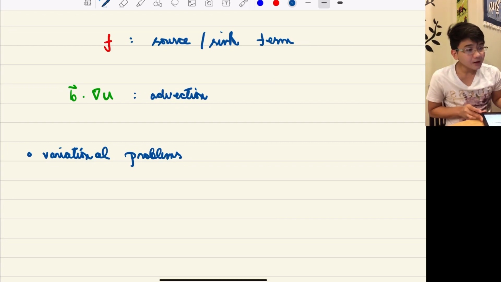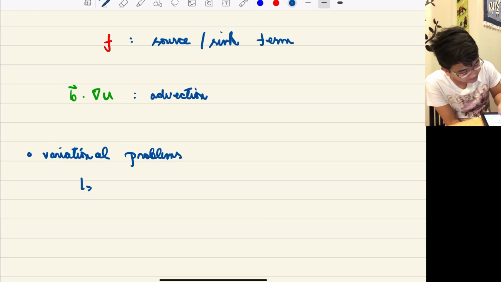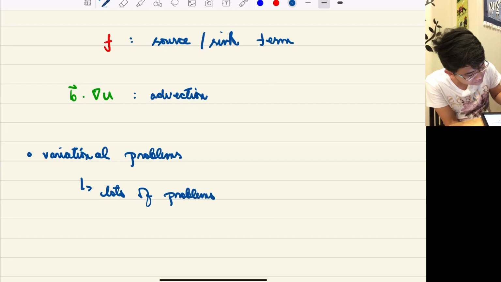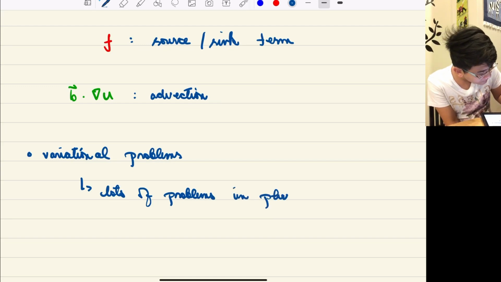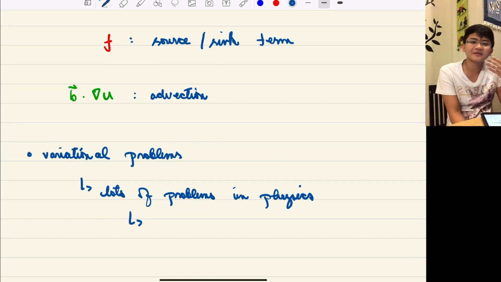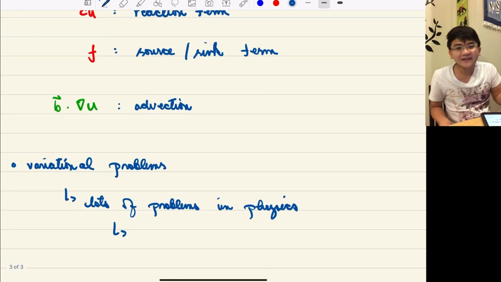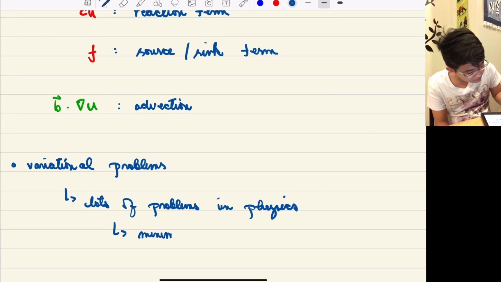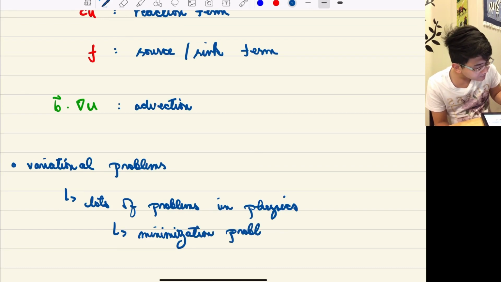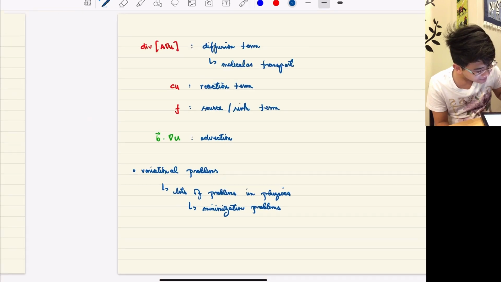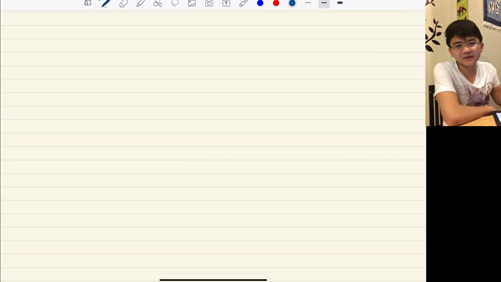So what I want to say is that lots of problems in physics can be modeled by minimization problems, or can be written as minimization problems. In particular, they're going to look something like this. Let's see if I have space here. Let's move to the next page. So it's going to look something like this.